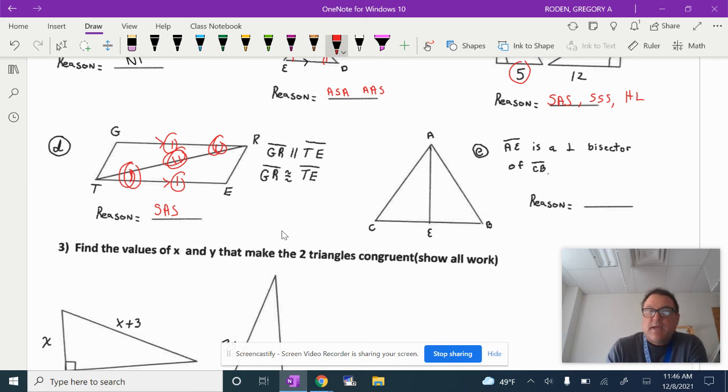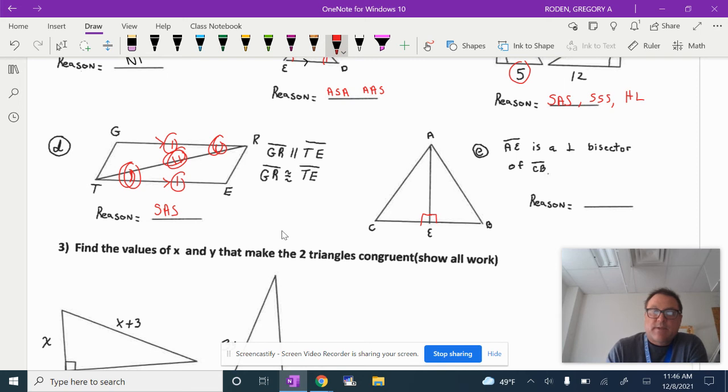All right, this one. AE is the perpendicular bisector of CB. Well, what does that mean? If something is a perpendicular bisector, well, first of all, it's going to be a right angle. And second of all, it's going to bisect CB.